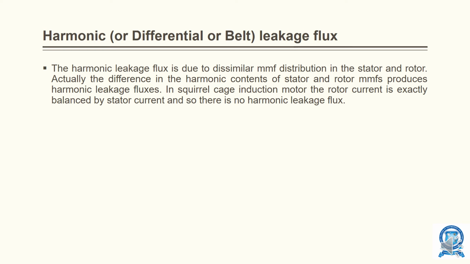Harmonic or differential or belt leakage flux. The harmonic leakage flux is due to dissimilar MMF distribution in stator and rotor. Actually, the difference in harmonic contents of stator and rotor MMF produces a harmonic leakage flux. In a squirrel cage induction rotor, rotor current is exactly balanced by stator current, and so there is no harmonic leakage flux in a squirrel cage machine.